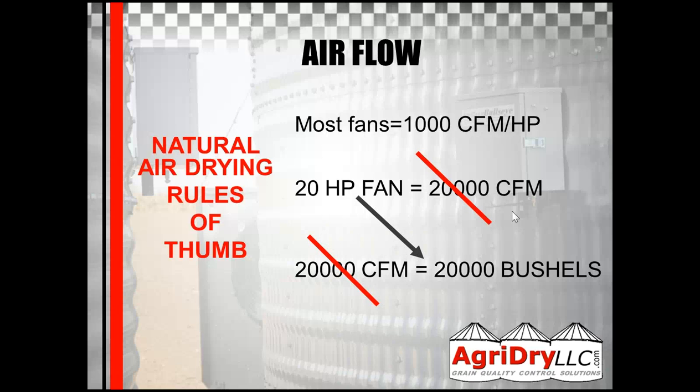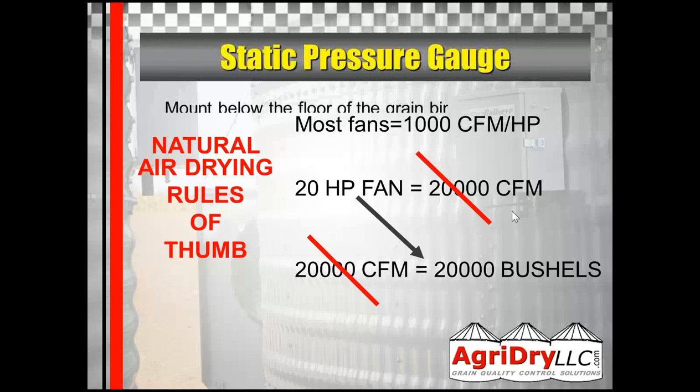If you had 20,000 CFMs, 20,000 bushels, a 20 horsepower fan would be good for 20,000 bushels to have 1 CFM per bushel. That's just a good thing you can keep in your mind, a quick rule of thumb, an idea of what you need for horsepower.